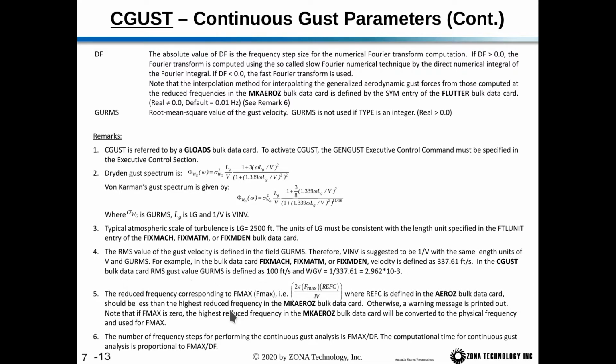Let's look at remark 5 here, the reduced frequency corresponding to FMAX, which would be 2 pi times FMAX times ref C over 2V, where ref C is defined in the AEROZ card, should be less than the highest reduced frequency in the MK AEROZ card. Otherwise, a warning message is printed out. If FMAX is 0, then the highest reduced frequency in the MK AEROZ card will be converted to physical frequency and used for FMAX. Also, we should note remark 6, the computational time for continuous gust is proportional to FMAX over DF.